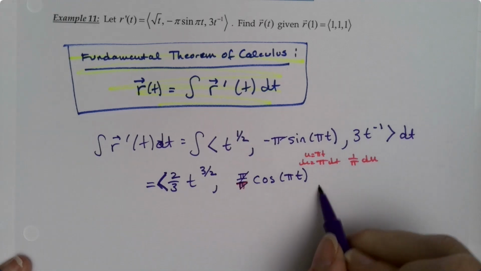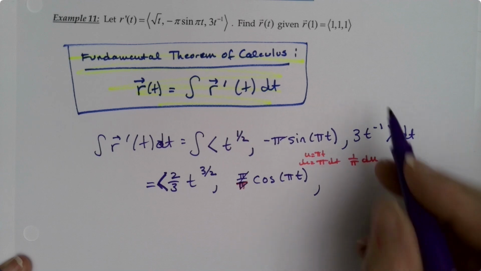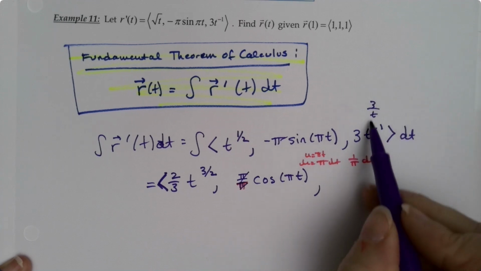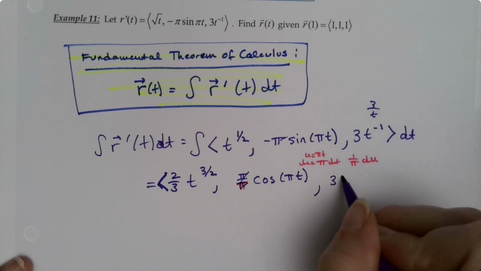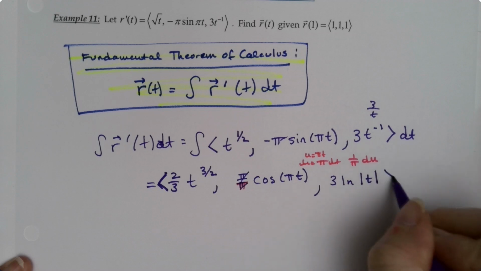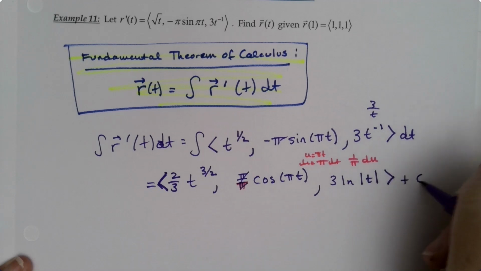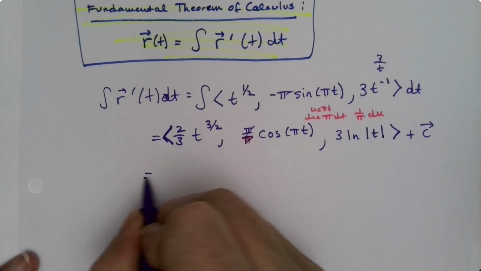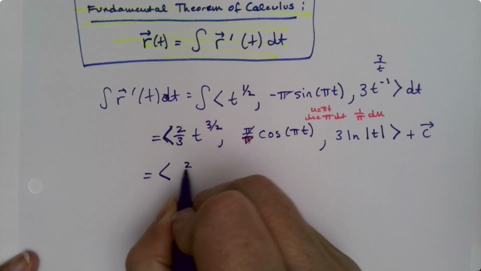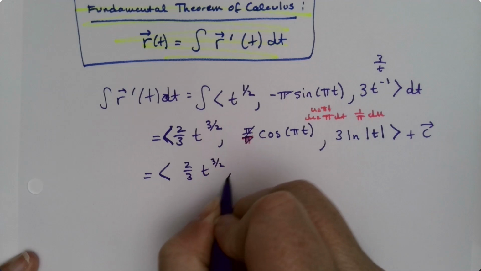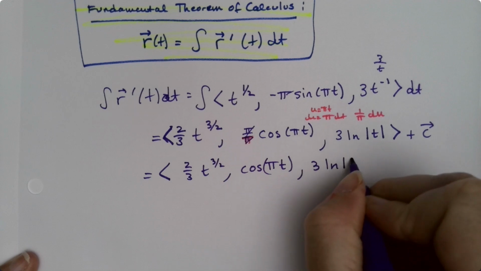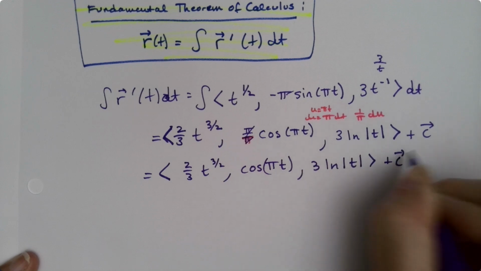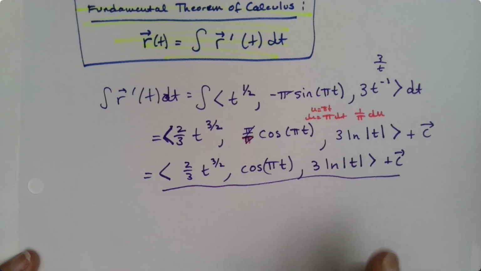And then for the back piece, that's 3 over t, and we learned that when it's just a plain fraction with just t on the denominator, that'd be 3 natural log of the absolute value of t, plus, of course, some constant vector. All right, this is kind of ugly, so let me write that again. So 2/3 t to the 3 halves, cosine of pi t, 3 natural log absolute value of t plus c. That's the integral. Now, it's not quite what they asked us for, but we're getting there, right?